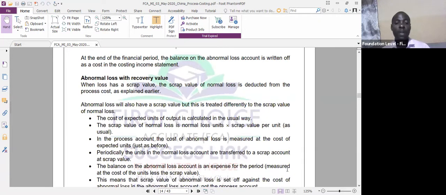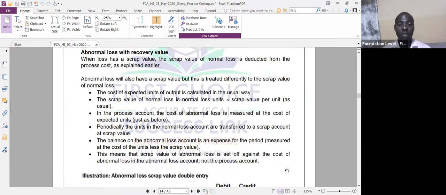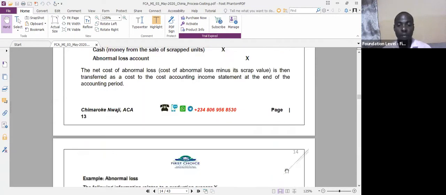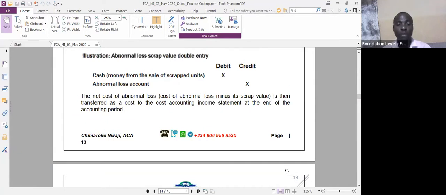Now, when a loss has recoverable value, when a loss has a scrap value, the scrap value of normal loss is deducted from the process. An abnormal loss will also have a scrap value, but it's treated differently to the scrap value of normal loss. So all these are the things I just told you here, that we are also going to charge the normal loss as part of the good production because it is included in your expected units. So this is how the double entry will look like.